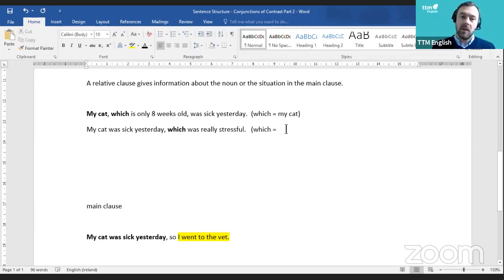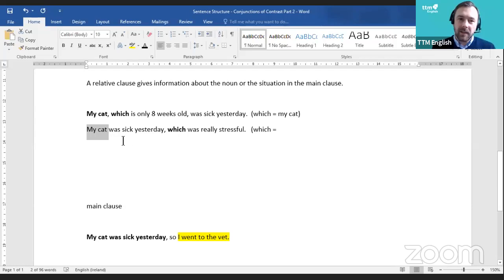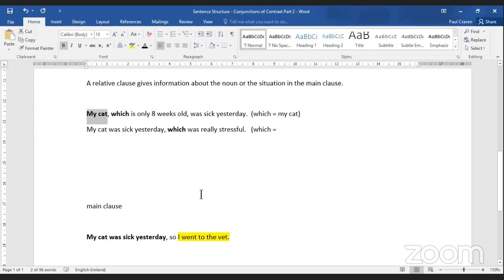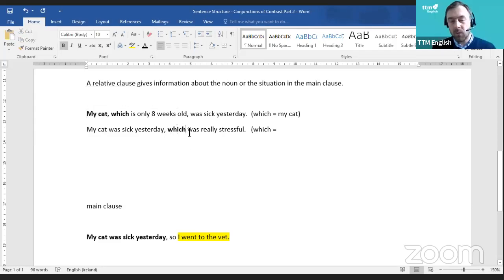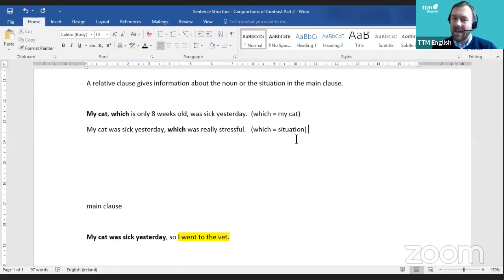And where is the cat? In the beginning of the sentence. It's right at the beginning of the main clause. It's not the last one before the comma, is it? Okay. When the noun that you want to talk about is not before the comma, you can't use this structure. So in this case, what I'm describing is the situation, the whole thing, the fact that my cat was sick yesterday, that is what was really stressful. Not the cat, because you can't describe a cat as stressful.